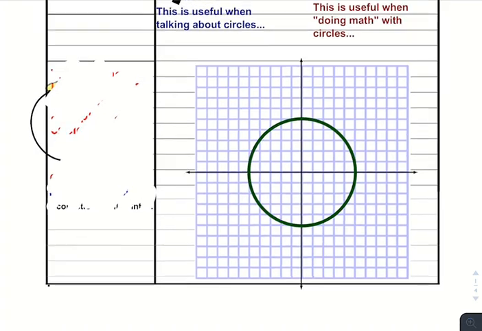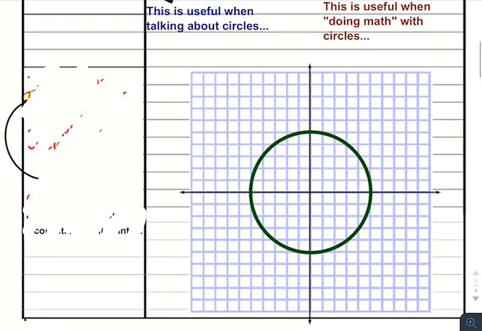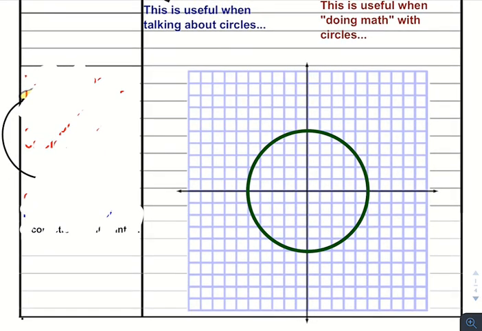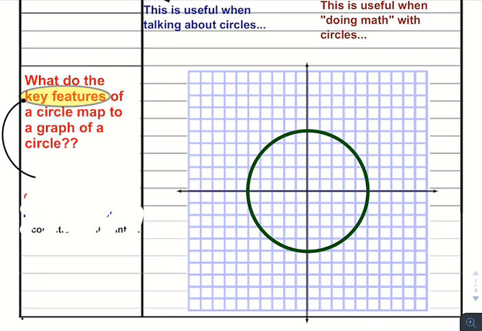With that being said, if we focus on the definition of a circle, we should be able to start mapping this out, and that's where the quantitative stuff actually starts coming into play. So our big question for this section of the notes: how do the key features of a circle map to the graph of a circle? How do we pull out key features from the definition and then get those on a grid itself? Well, the key features are going to come directly from the definition.